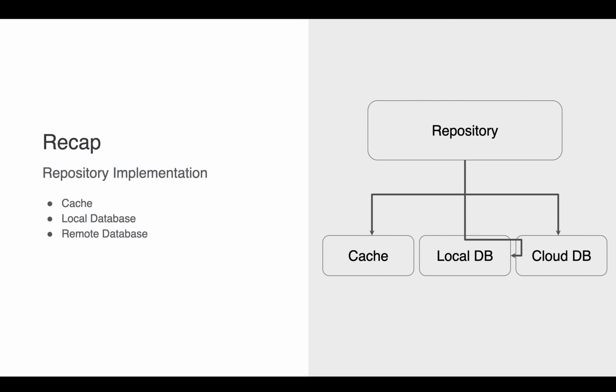So if we go to a soft recap, we talked about the repository implementation, which would be the cache, local database, and the remote database. The repositories are kind of like our data access. Our use cases talk to our repositories to return data that would now be passed on to the presentation layer.